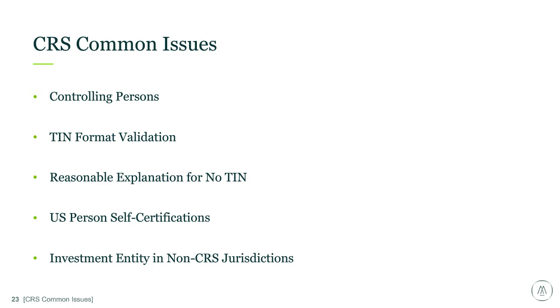So what do I do in those cases? Just make sure you're collecting a reasonable explanation. A reasonable explanation would be that the local jurisdiction does not issue taxpayer ID numbers or equivalent, or the person is not legally required to obtain a taxpayer ID number. Certain entities that have tax-exempt status don't have to obtain a taxpayer ID in certain jurisdictions. Just make sure it's a reasonable explanation. It's not something that says, I didn't feel like it.